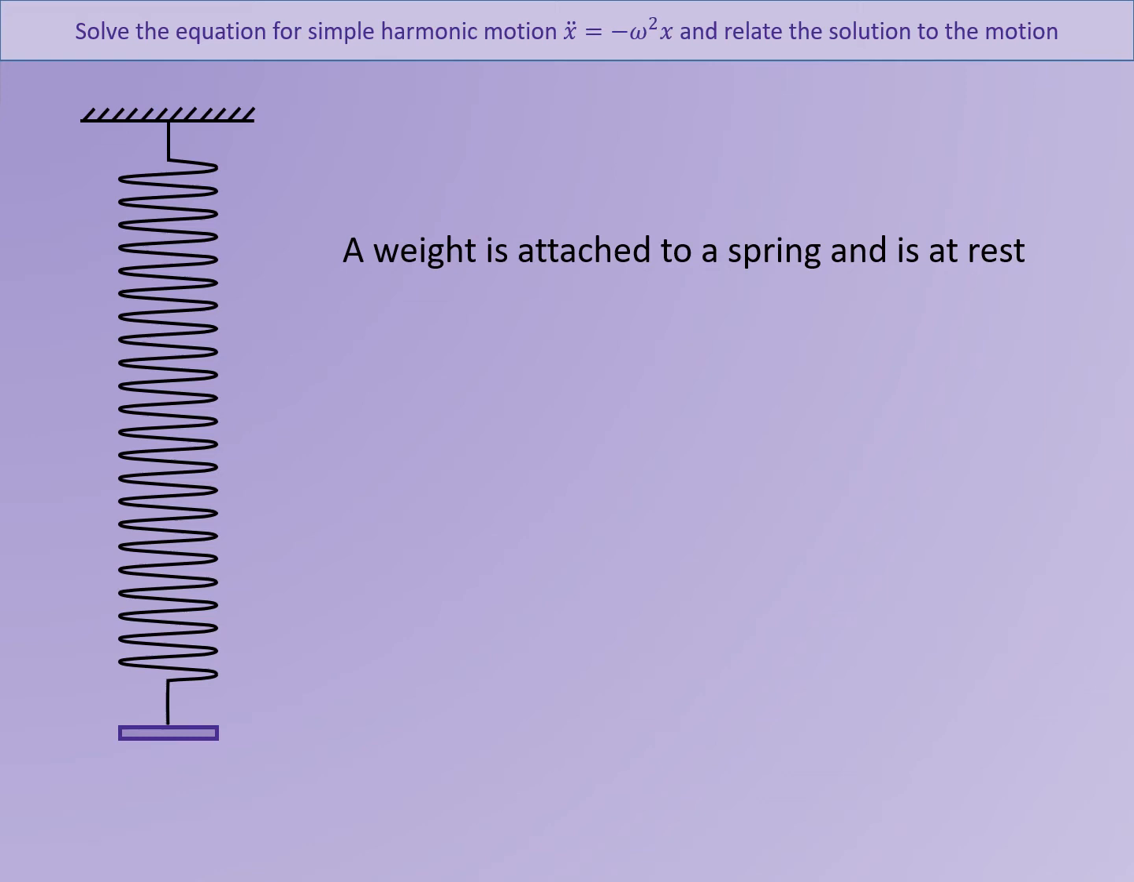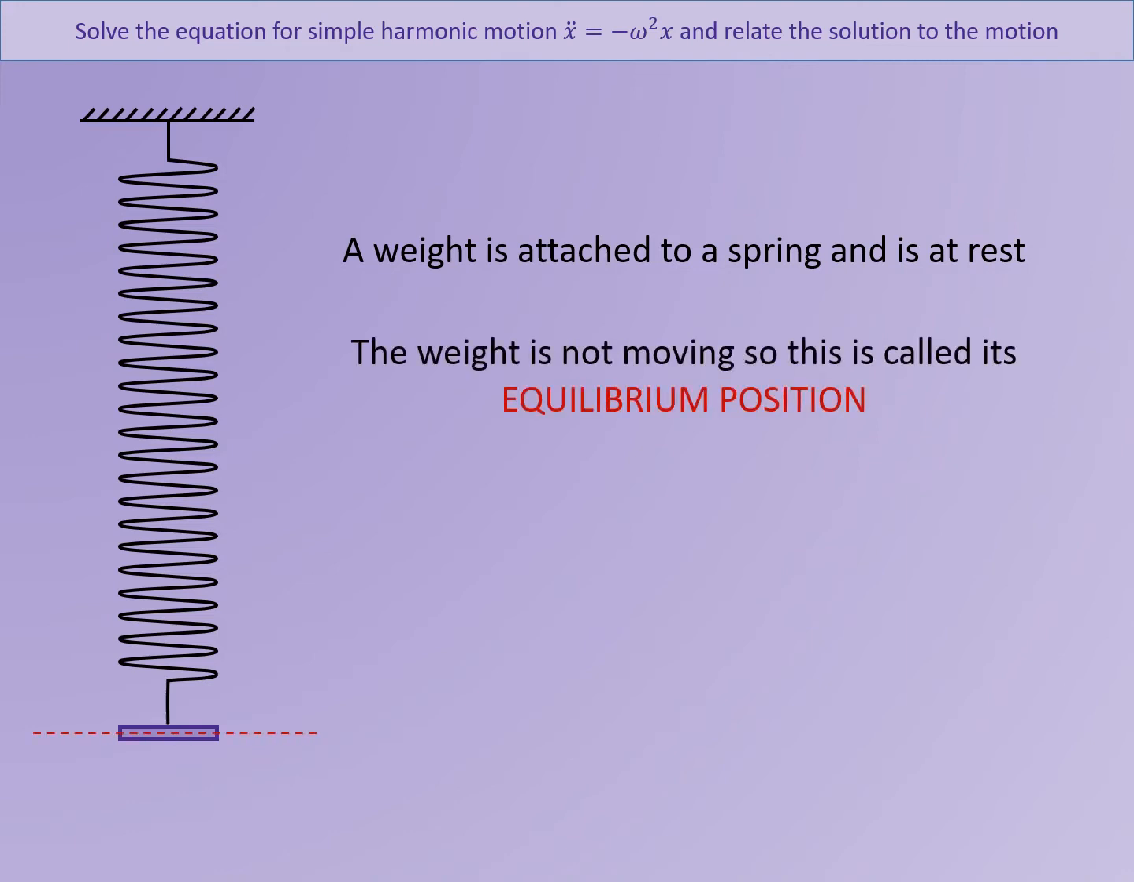A2 further maths, simple harmonic motion. Okay, so what I'd like to do is just consider this situation. The weight is attached to the spring. Now the spring is at rest, it's not moving at all. So because it's not moving, then we can say it's what's called its equilibrium position. So that spring sits without moving at its equilibrium position.